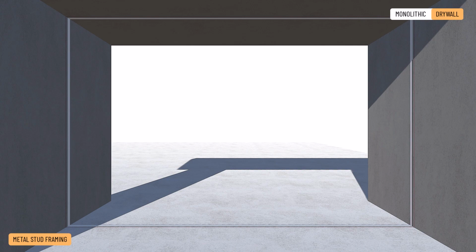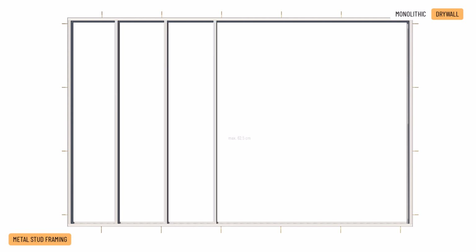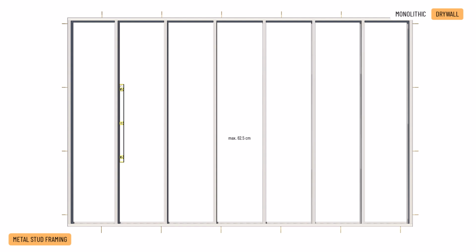4. We place the first stud frame, fastening the U-track to the screed and ceiling and the C-studs to the walls, fixed with dowels. 5. We install C-studs between the U-tracks with a maximum spacing of 62.5 centimeters. We use a spirit level to set the verticality.